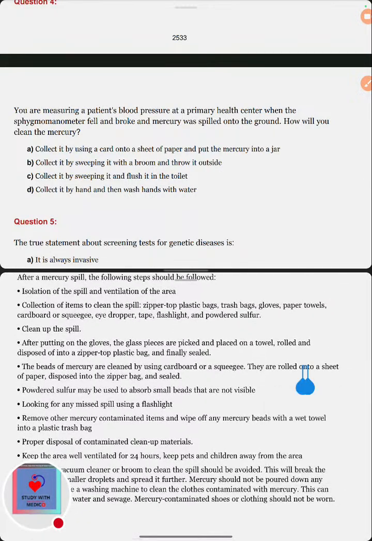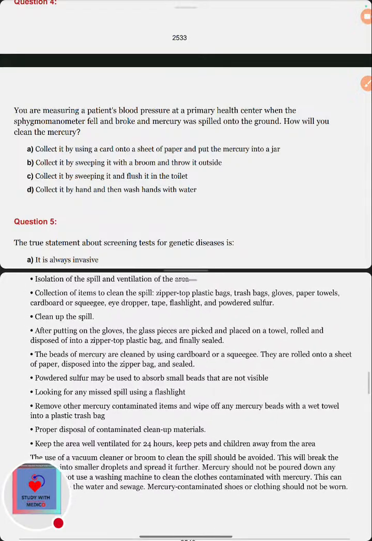Collect the items to clean the spill: zipper top plastic bag, trash bag, gloves, paper towels, cardboard, squeegee, eyedropper, tape, flashlight, powdered sulfur. Clean up the spill. After putting on the gloves, the glass pieces are picked up and placed onto a towel, rolled and disposed of into a zipper top plastic bag, finally sealed. The beads of mercury are cleaned by using cardboard or a squeegee.